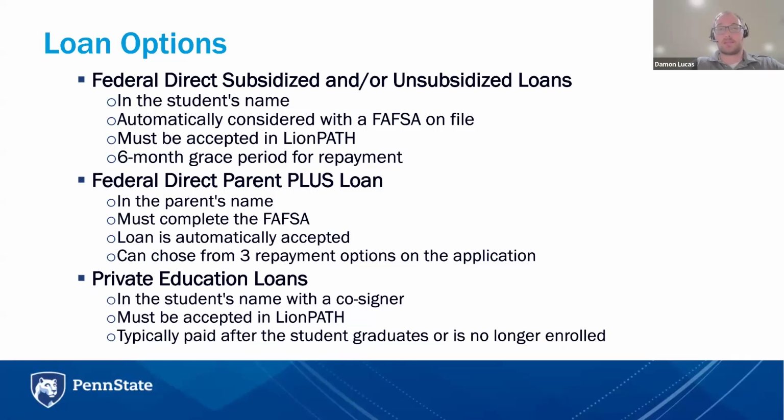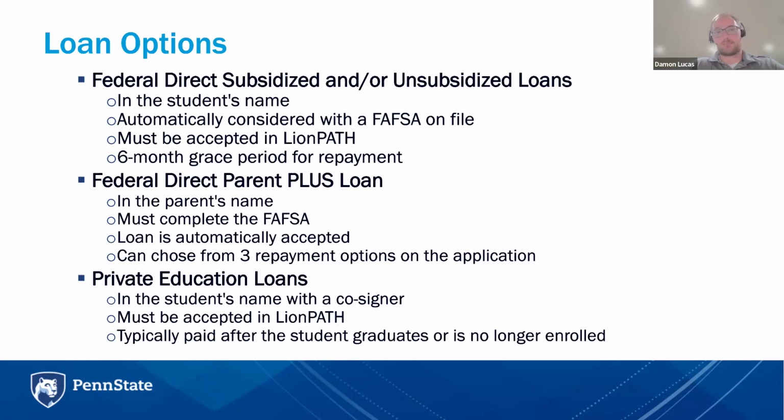Again, this item does need to be accepted in LionPath. Traditionally, this has a 6-month grace period for payment. So that's either after you graduate or you're no longer enrolled in an academic university. So again, 6 months after, and this is in the student's name, and you're automatically considered for it with a FAFSA application. So next we have our Federal Direct Plus loan.